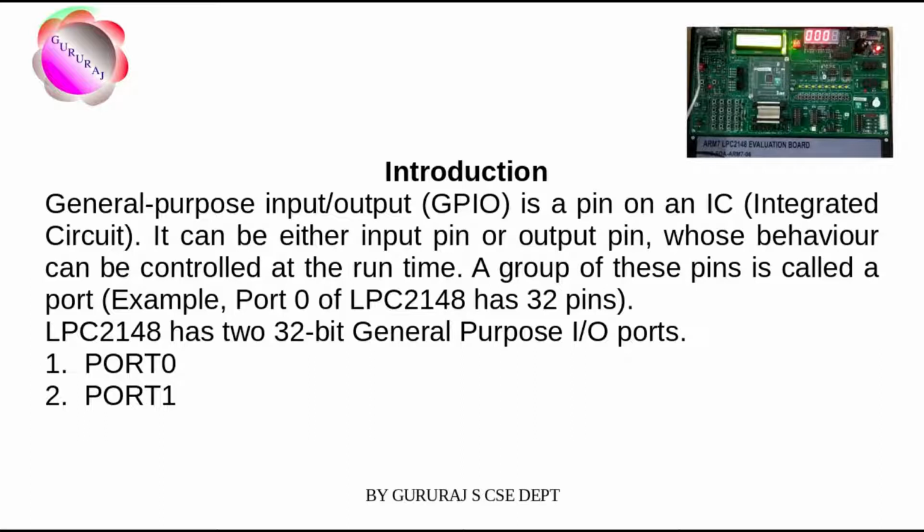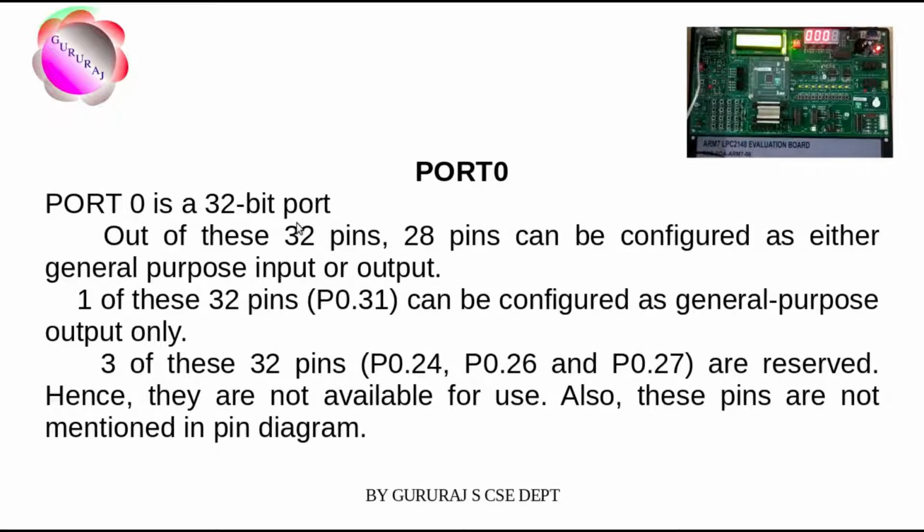So we have two 32-bit general purpose IO ports on this kit. They are port 0 and port 1. Port 0 is a 32-bit port. Out of these 32 pins, 28 pins can be configured as either general purpose input or output. One of these 32 pins can be configured as a general purpose output only. 3 of these 32 pins are reserved, hence they are not available for use. Also it depends on the manufacturer.